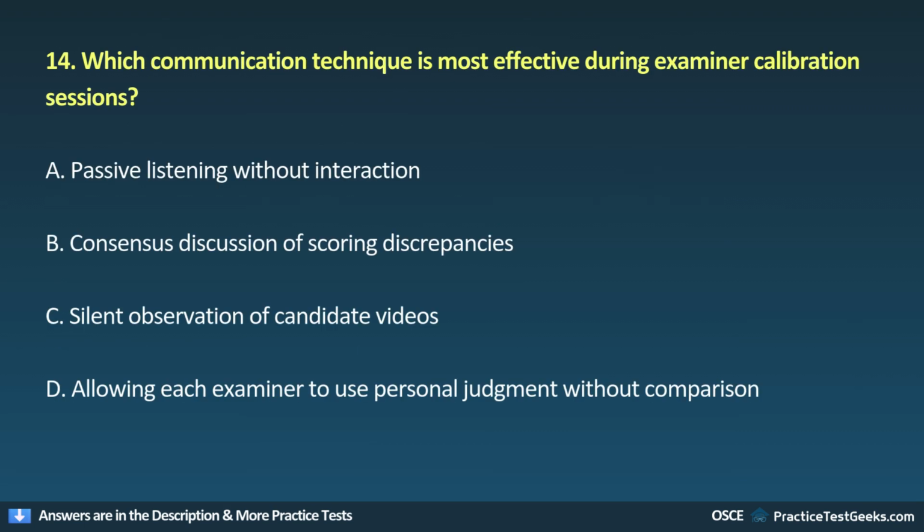14. Which communication technique is most effective during examiner calibration sessions? A. Passive listening without interaction. B. Consensus discussion of scoring discrepancies. C. Silent observation of candidate videos. D. Allowing each examiner to use personal judgment without comparison.